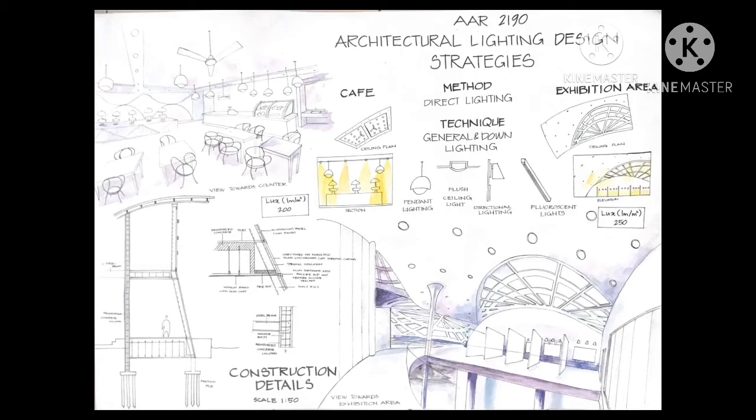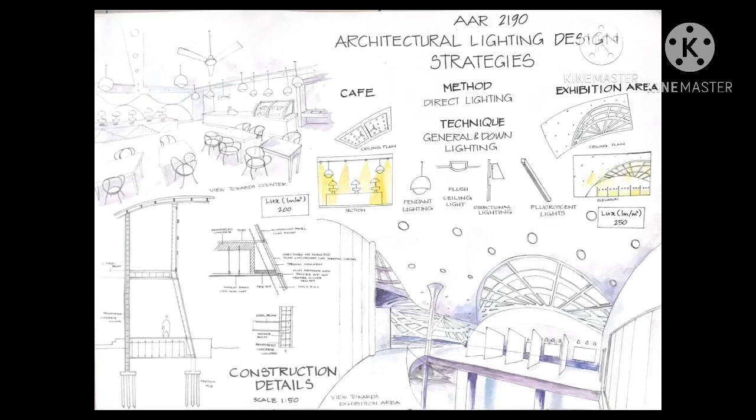Same goes to the cafe. The light source used is directional lighting, where they use pendant lighting to light up the cafe, and also the flush ceiling light to give extra luminance in the cafe.